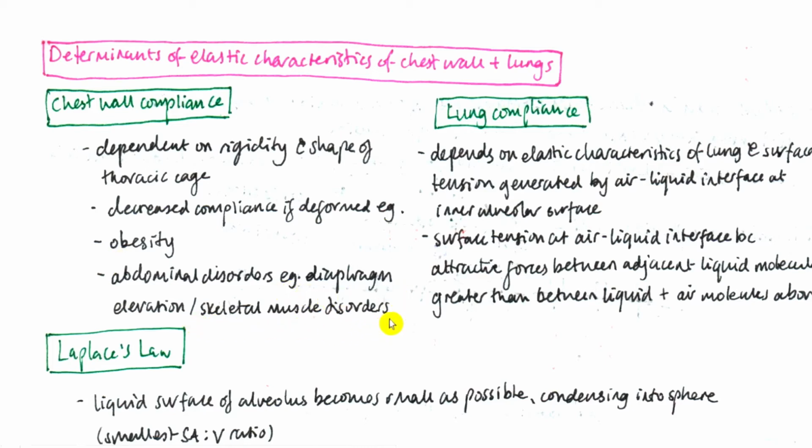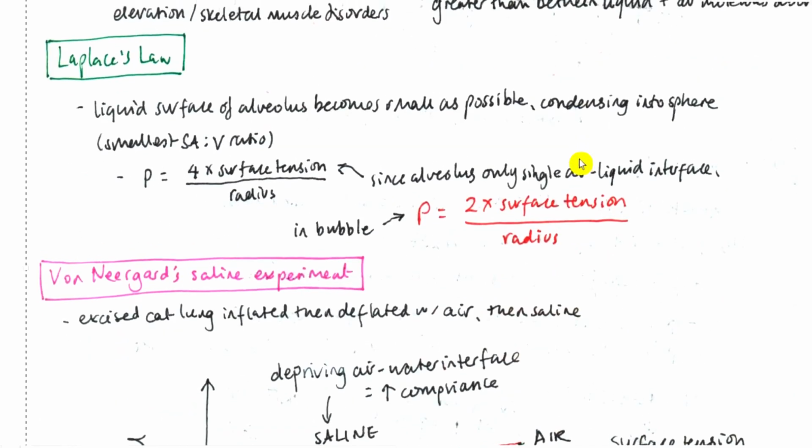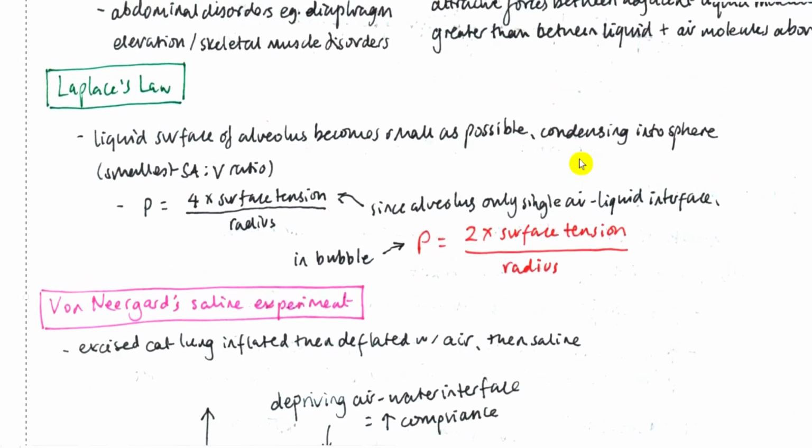disorders. Lung compliance depends on the elastic characteristics of the lung and the surface tension generated by the air-liquid interface at the inner alveolar surface. We'll have a look at what this means later. Surface tension at the air-liquid interface is important because attractive forces between adjacent liquid molecules are greater than between the liquid and the air molecules above. So that's what maintains surface tension.